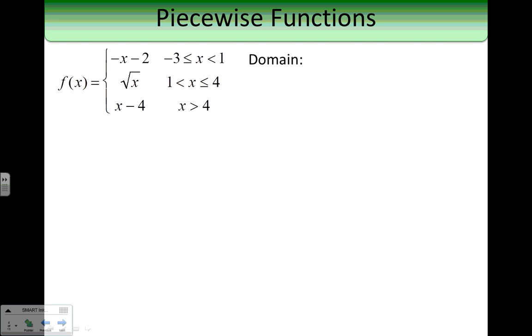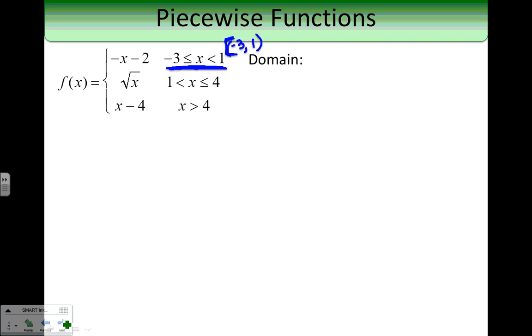So here's our next piecewise function. 3 different pieces again. So 3 different functions that we're piecing together to represent one function. So let's talk about the domain. Let's first look at the first function and its restriction. This one goes from -3 to 1. So x can be greater than or equal to -3 and less than 1. So just between -3 and 1.